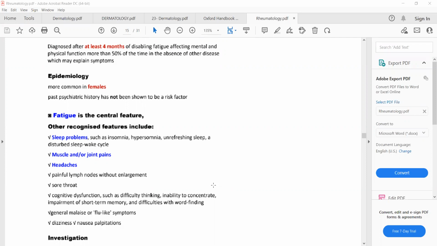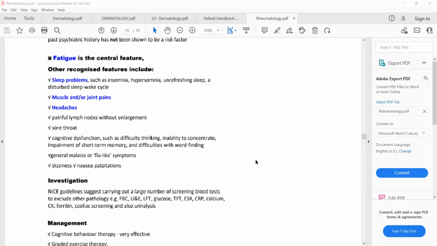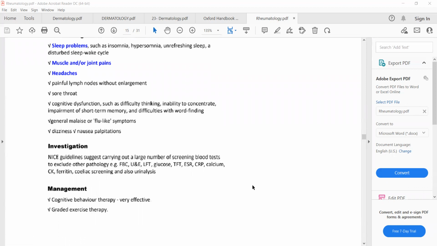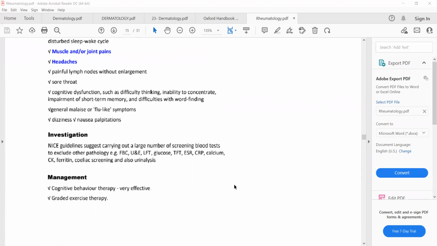What are the investigations? All the investigations will be done to rule out the other causes of muscle weakness: full blood count, urea and electrolytes, LFT, glucose, thyroid function test, ESR, CRP, calcium, CK, ferritin. All the causes, all the investigations will be done. And if all of them are normal, then we'll label the patient as a patient of chronic fatigue syndrome.